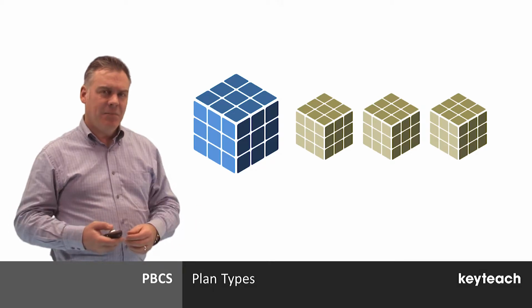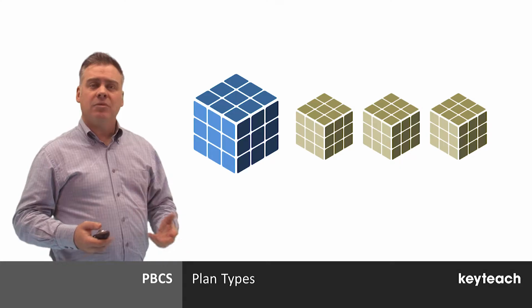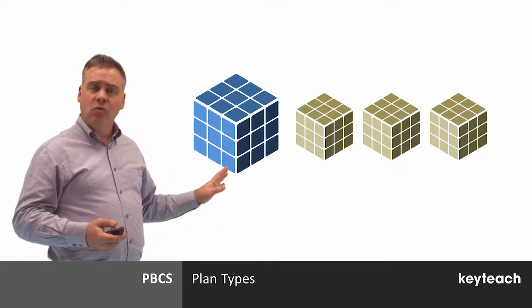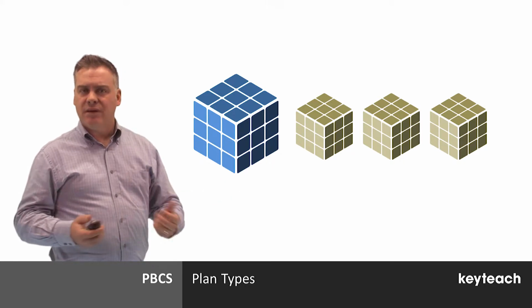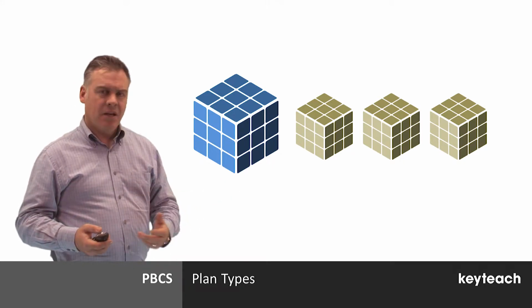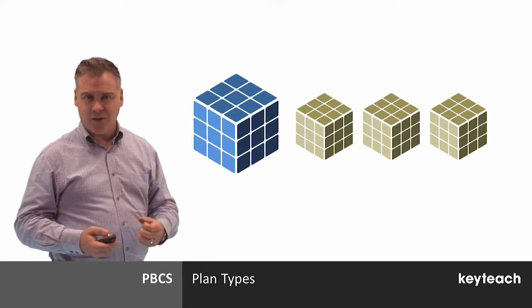In a standard PBCS application, you can use up to 7 databases, 3 block storage cubes, and 4 aggregate storage cubes. We'll now take a look at the difference between these database types and discuss why using multiple databases may be desirable.